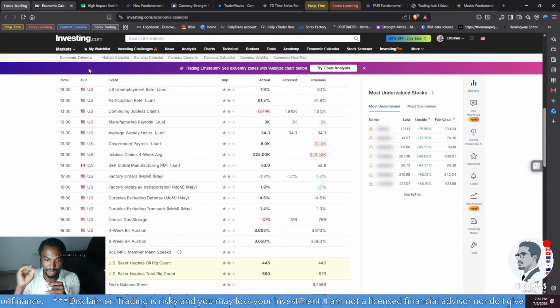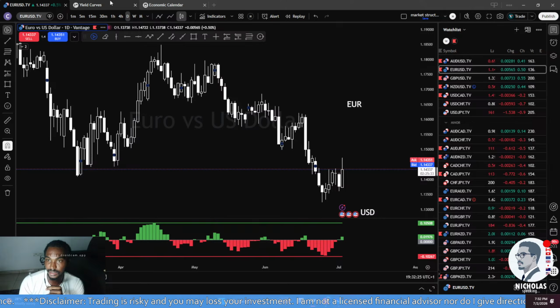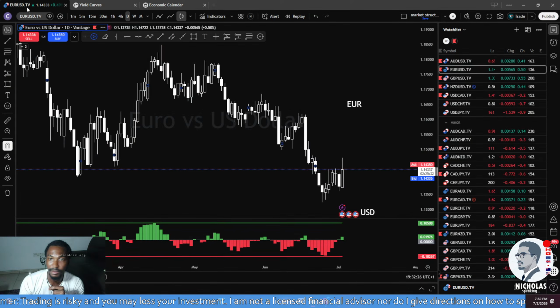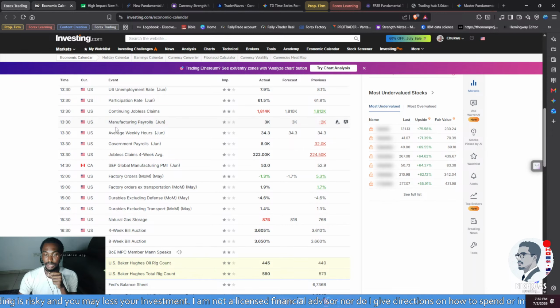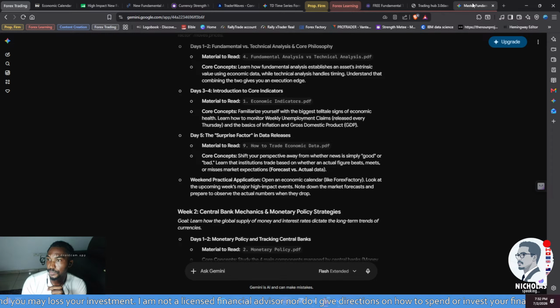Whatever you're looking at, even on TradingView, there's an economic calendar. You simply just go to the economic calendar on TradingView. It's there, it's everywhere. However, you need to be able to track it. You need to be able to know that this change happened yesterday and this change is happening today. And that's why I have a dashboard of my own. But tomorrow we'll be going through each and everything.